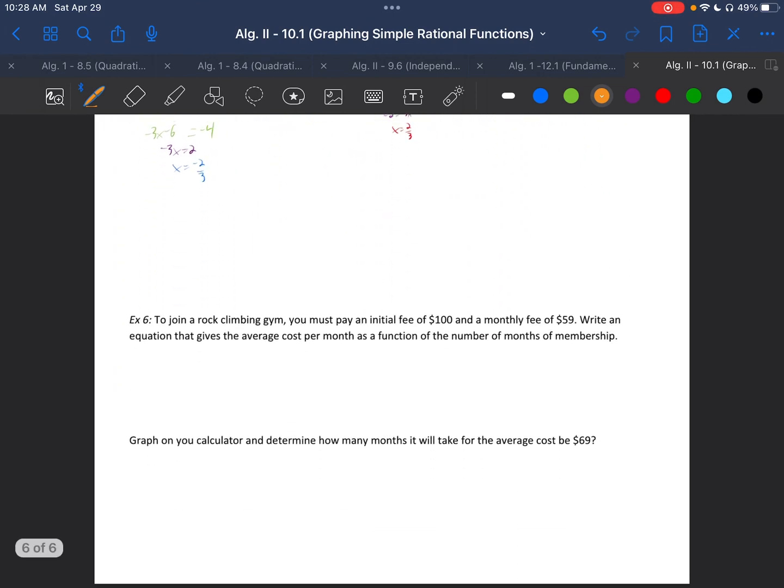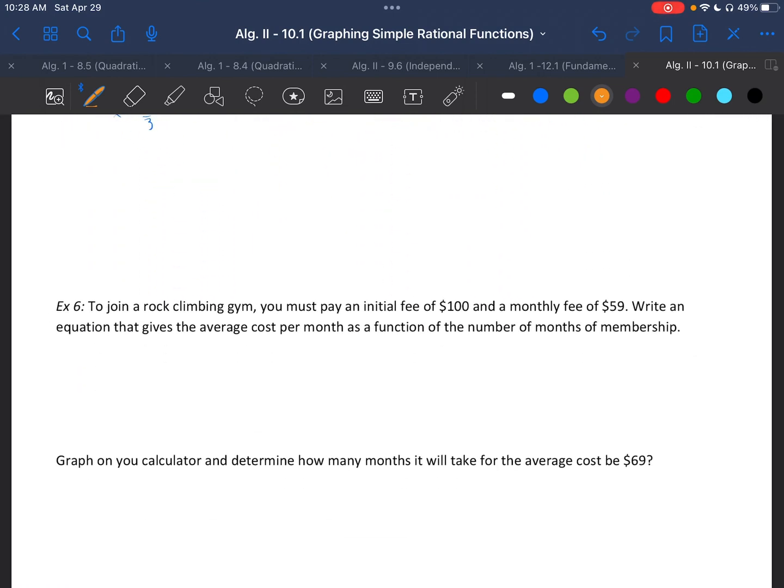On to more of the real life examples, word problems. So to join a rock climbing gym, you must pay an initial fee of $100 and a monthly fee of $59. Yikes, gym fees are the worst. Write an equation that gives the average cost per month as a function of the number of months of the membership.